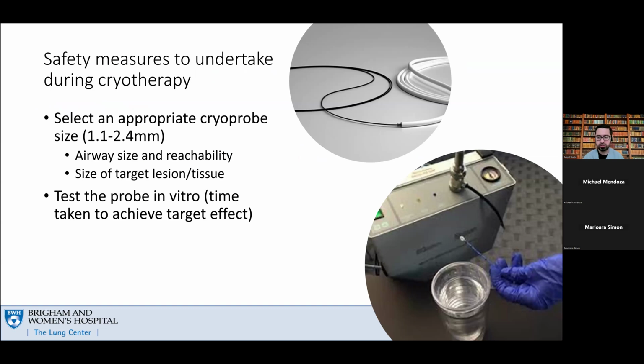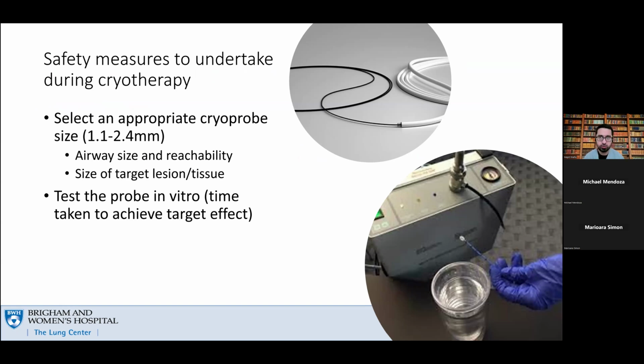And another thing to keep in mind is, and I try to do this every single time. This is very important. Before you start using your cryoprobe, just take a little bit of water or saline, and this is in vitro, not in vivo, and then step on the pedal, put the cryoprobe in the water, and see how many seconds it takes you to achieve the size of that popsicle that you want to achieve.